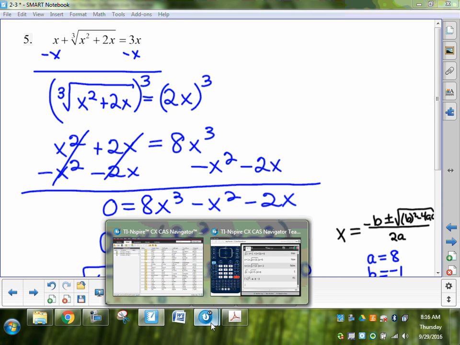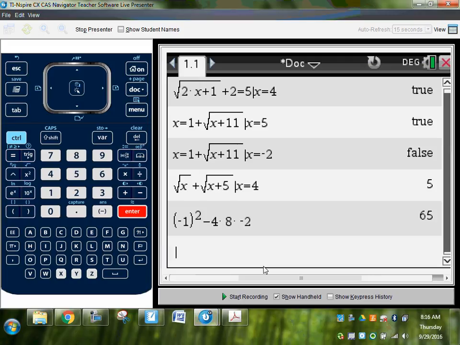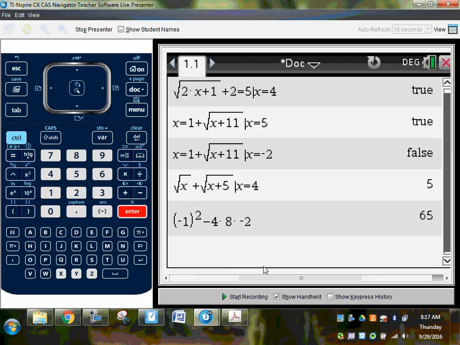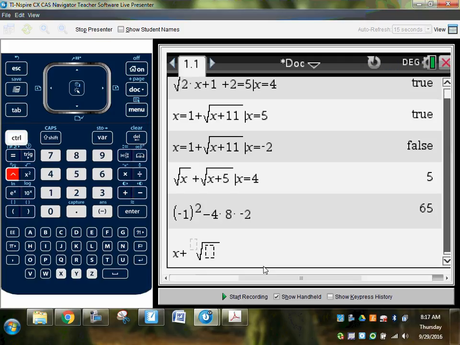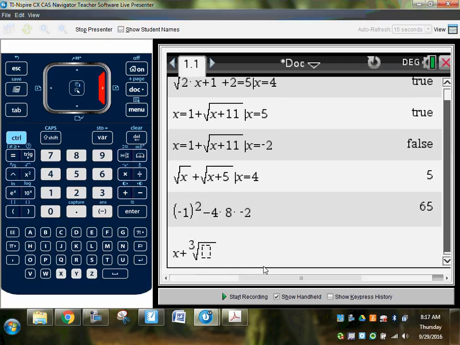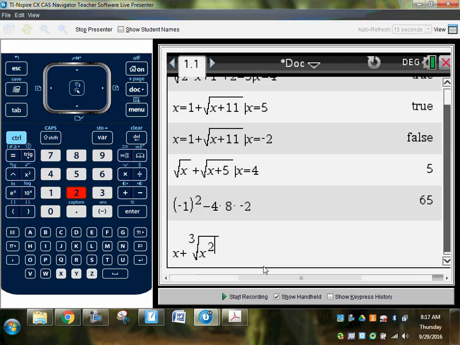Go back up to the original, and let's type in the original expression. And we're going to do the bar trick to see whether or not these answers work. So x plus the cube root, and if you need the cube root, remember it's control and then the caret. X squared, keep going, plus... now do the bar. And how many ones do we have to check?